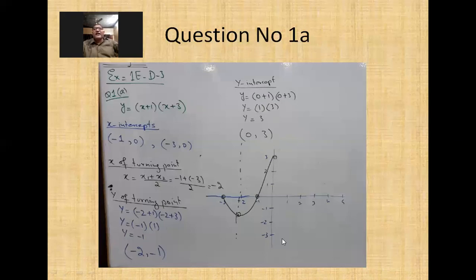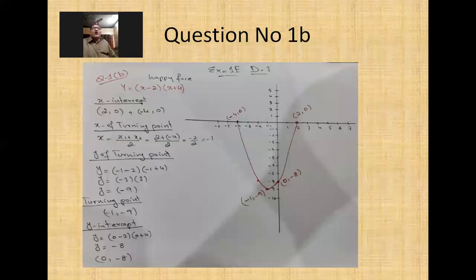So I will draw a grid, as you can see we have drawn here, and I will plot these points there. So I will plot (-1, 0), (-3, 0). The turning point is (-2, -1). This point I plotted, and the y-intercept is (0, 3). And this will be a happy face because the x square has a positive coefficient, and then I join them. So you see very easily I have drawn the graph of this quadratic equation. Hopefully you understand.